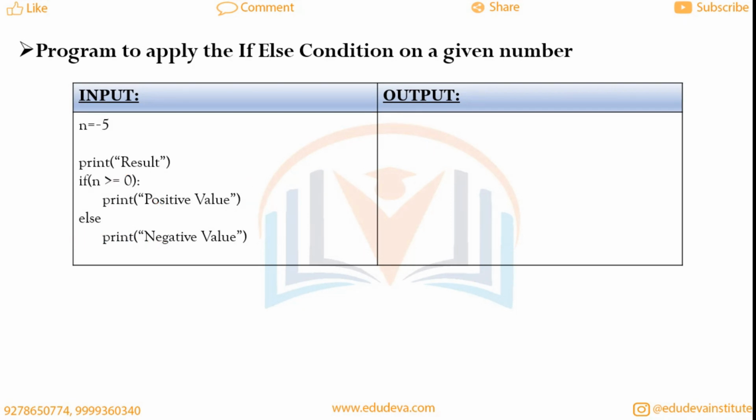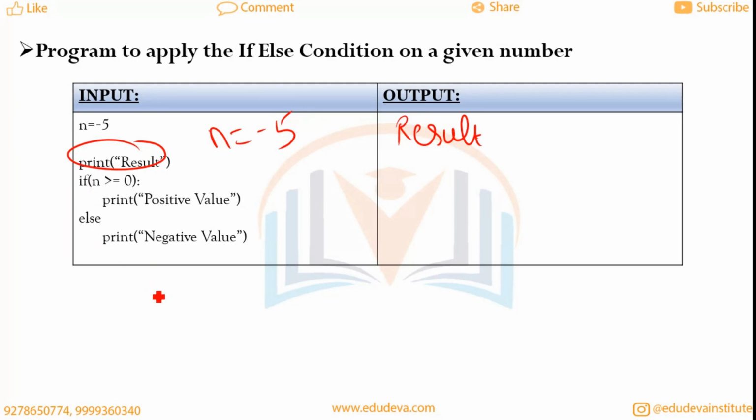Now the input is n is equal to -5. It means that now the value of n is -5. So we will again print result in the output, because we need to print the statement that is given outside the if else condition, no matter whether the condition is true or not.